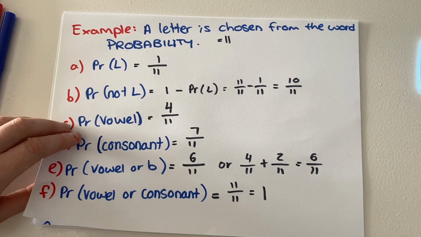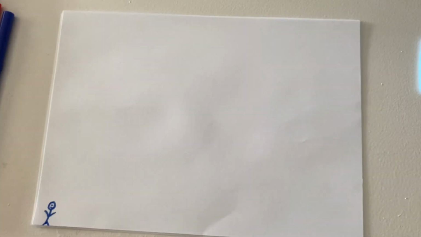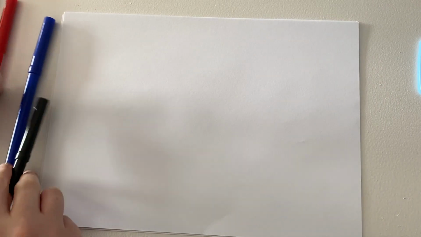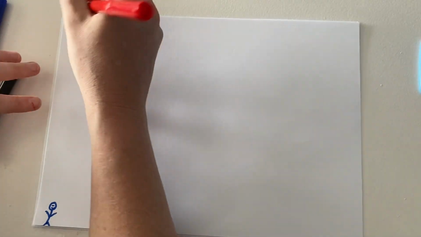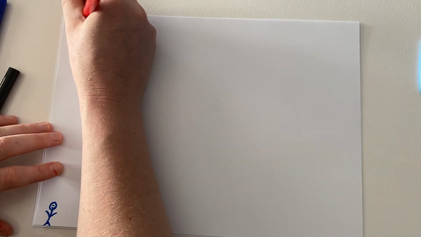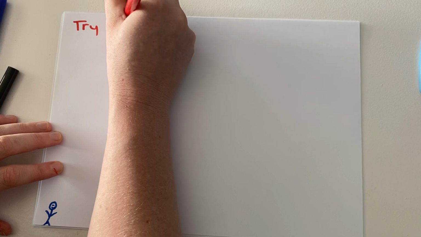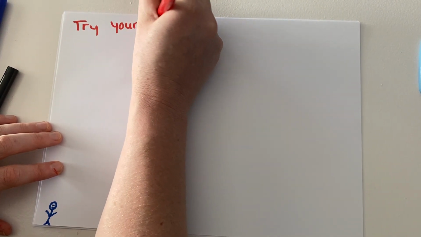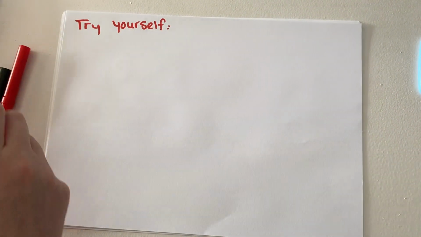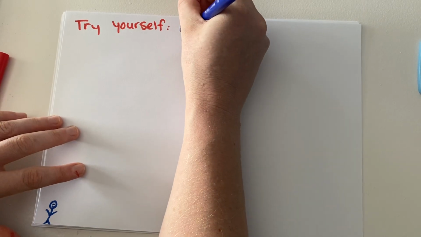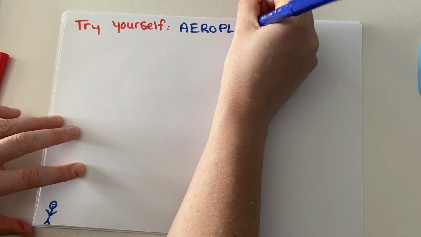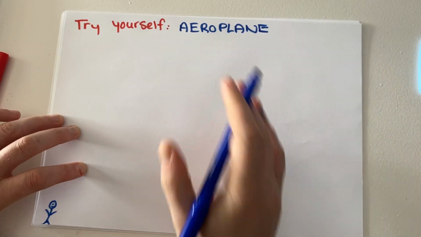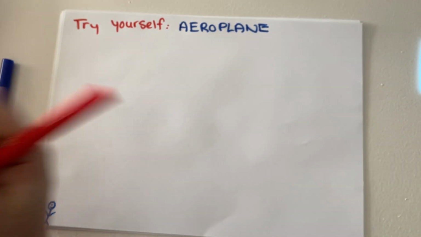So what I'm going to do now is give you a try yourself and then send that to me. And don't forget to put the little challenge in your work as well and tell me where it is. So try yourself. We're going to look at the word aeroplane. Same instructions as before, but our word is aeroplane.